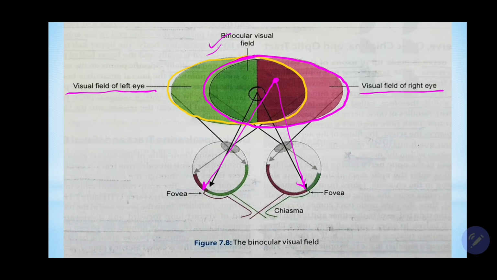That was the basis of going into the depth of the object and appreciating the different height, length, breadth, dimensions and all. That's called stereoscopic vision.